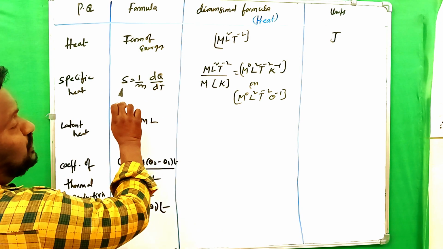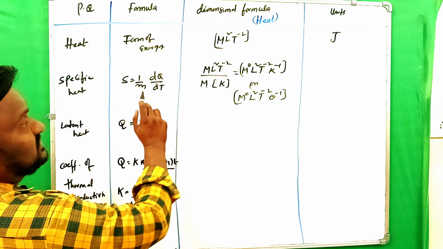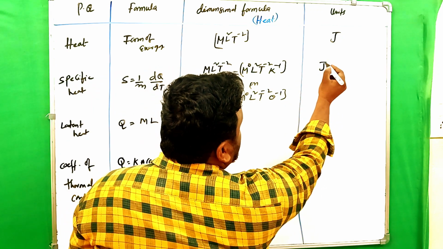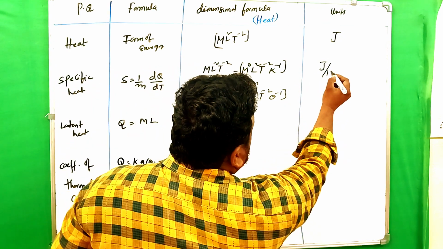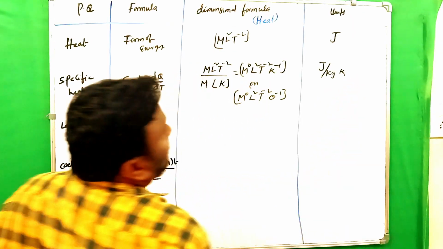Here K and theta both represent temperature. Now S is equal to 1 by m into dq by dt. So dq is energy, joule, for mass kg, and dt is temperature, so the unit is joule per kg Kelvin.